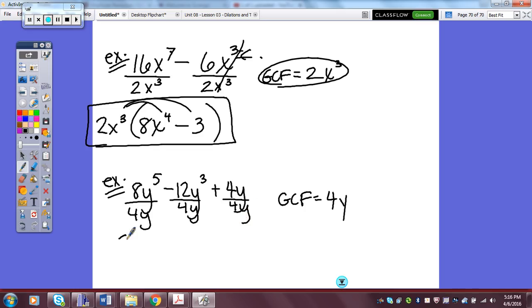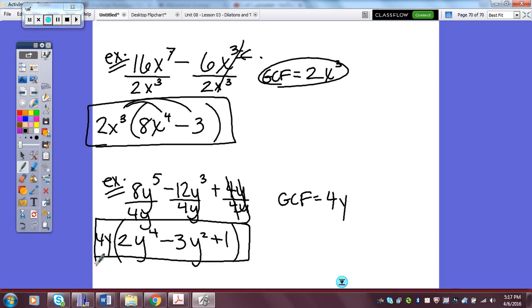Okay, so 8 over 4 is 2. Y to the 5th over y is y to the 4th. Minus 12 over 4 is 3. Y cubed and y make y squared. Plus 4y over 4y, those cross out. What are you left with? 1. My leftovers go in parentheses. My GCF goes on the outside of parentheses. I circle my answer. I'm done.